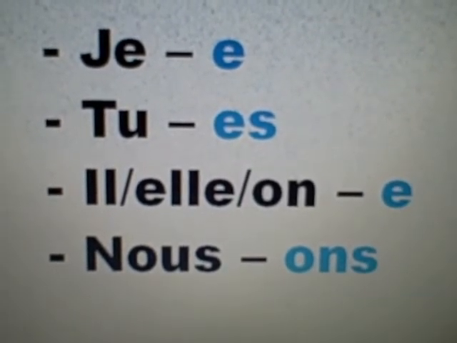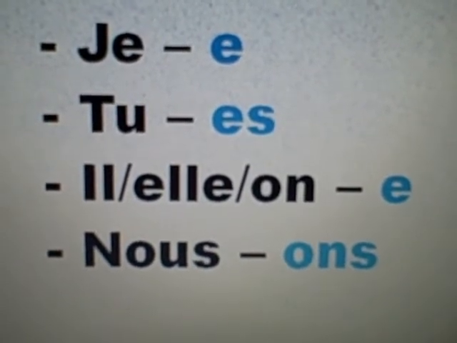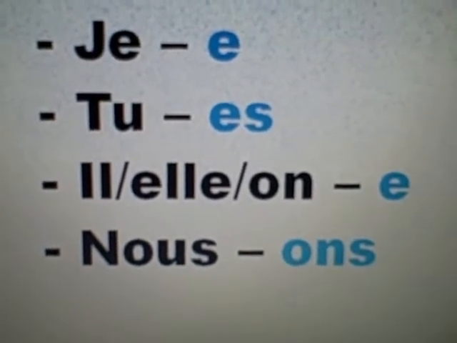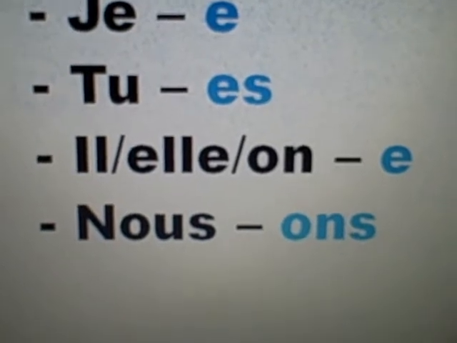Your ending, if your subject is nous, is ONS. Again, that's going to be really important if you're working in the imparfait. If your subject happens to be vous, your verb ending is EZ. And if your subject is ils or elles, or a group of girls or guys, then your ending is going to be ENT.